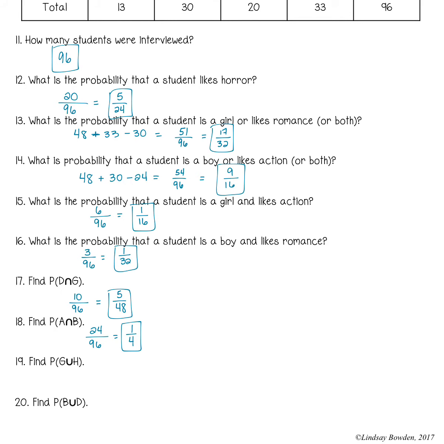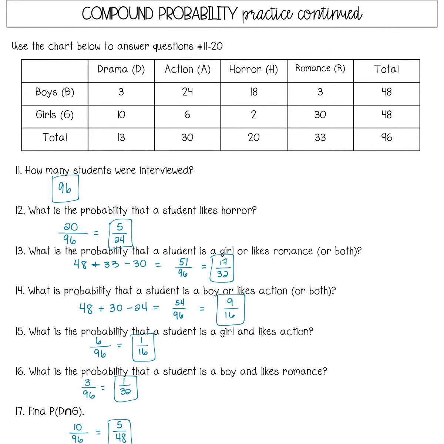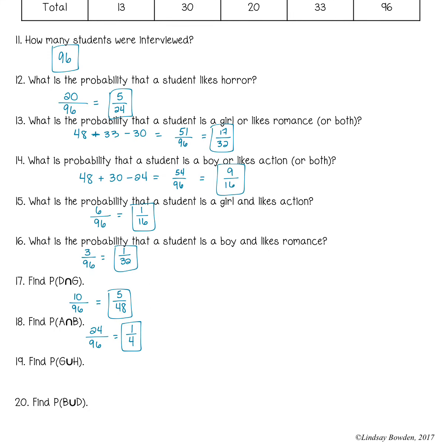Probability of girl or horror. So there were 48 girls surveyed. And then of those girls that were surveyed, 20 people liked horror. And then we've got to take away the double count. So we've got 48 plus 18, which is 66, over 96, which reduces to 11 out of 16.